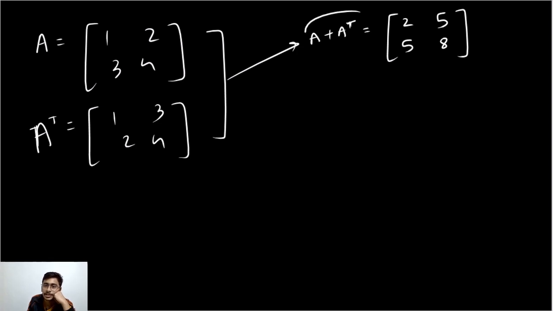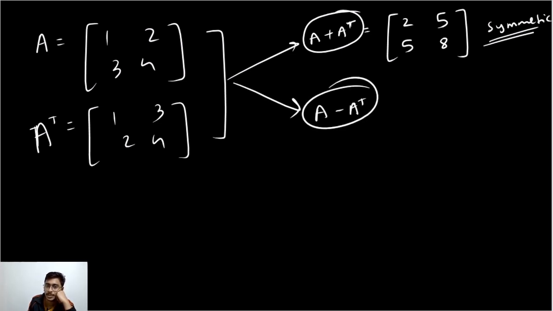This is a symmetric matrix. So for any random matrix A, if we add it with its transpose, we will always get a symmetric matrix. And what if we subtract it? A minus A transpose is 1 minus 1 is 0, 4 minus 4 is 0, then 2 minus 3 is minus 1, whereas 3 minus 2 is 1. And if we transpose it, we see it is a skew symmetric matrix.